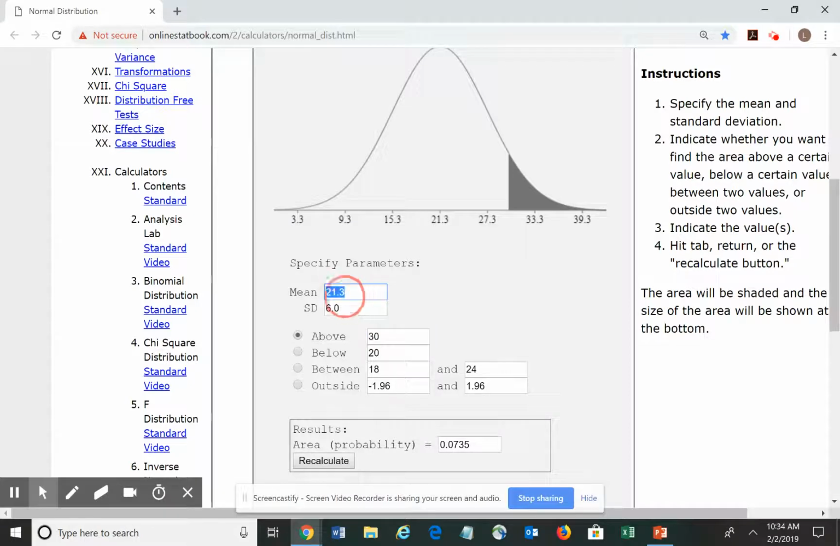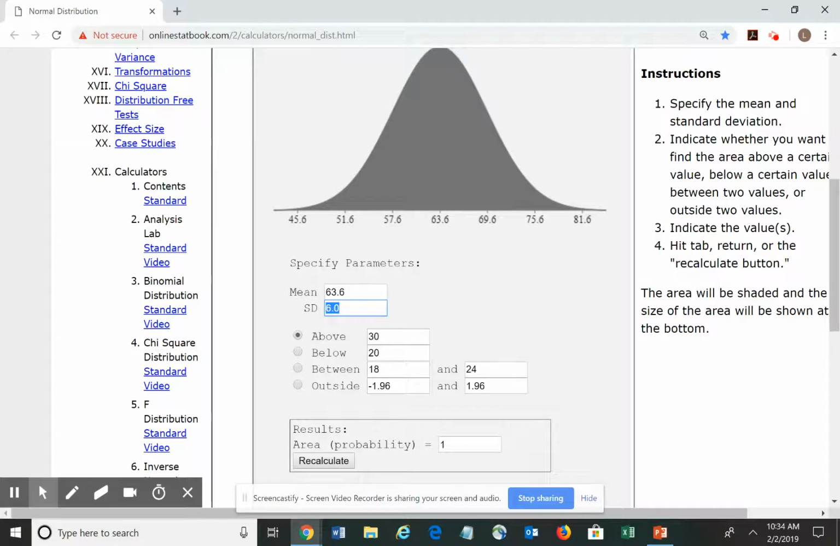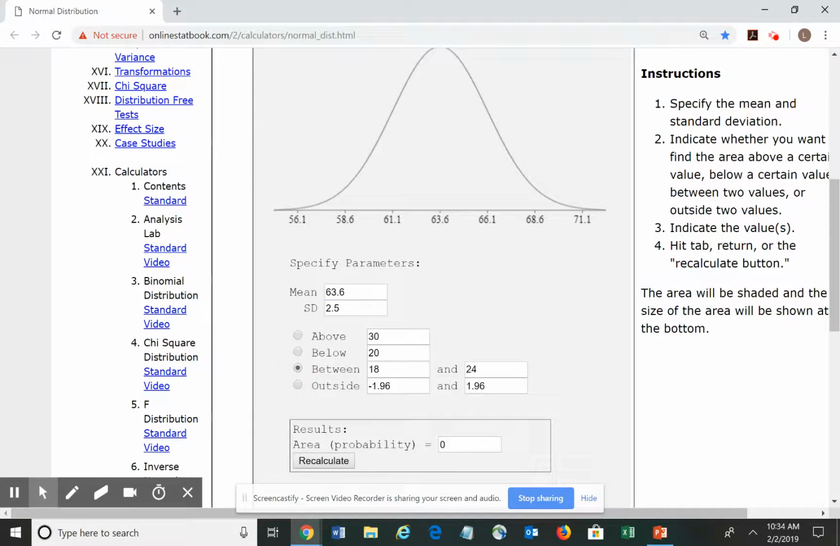Okay, our mean this time is 63.6. So you enter the mean. We enter the standard deviation, which was 2.5. And we want to be between 58 and 80. Okay, so you enter all the information that comes directly from the problem.